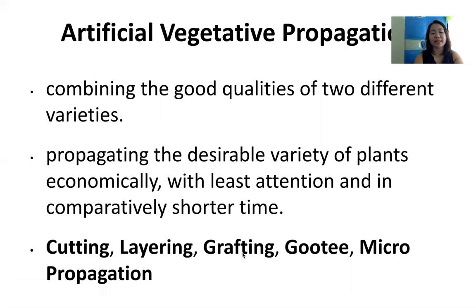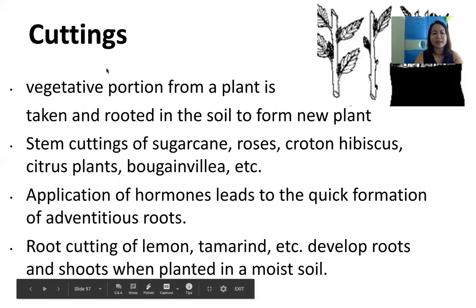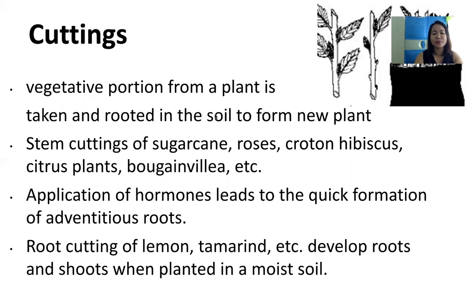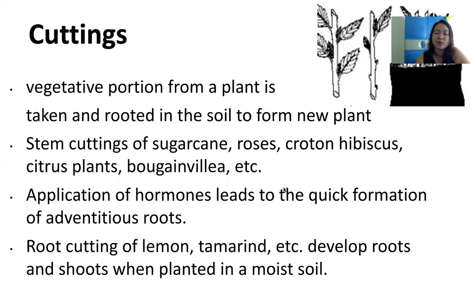layering, grafting, Gootee, micropropagation. So what is cutting? It is a vegetative portion of a plant taken and rooted in the soil to form new plants. Stem cuttings in sugarcane, roses, cropland, hibiscus, citrus, and bougainvillea are applied with hormones, which leads to the quick formation of adventitious roots. And root cuttings from lemon and tamarind also develop roots and shoots when planted in moist soil. So simply as that. Earlier we knew that cutting is also a type of natural vegetative propagation.